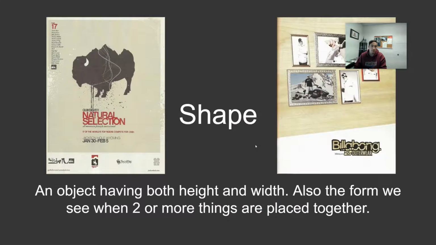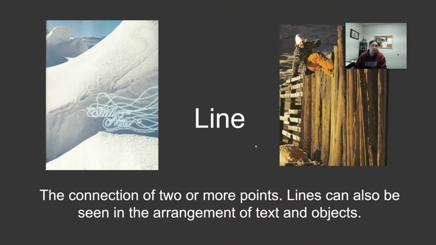There's a lot of good negative space in that one too. All right, so line is the next one, and that is the connection of two or more points. Lines can also be seen in the arrangement of text and objects. So you can see here that there are these lines kind of drawing your eye in to read this text.